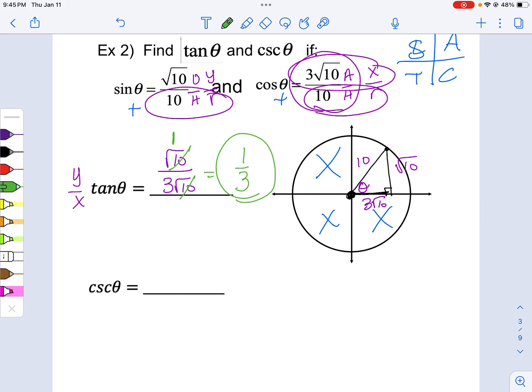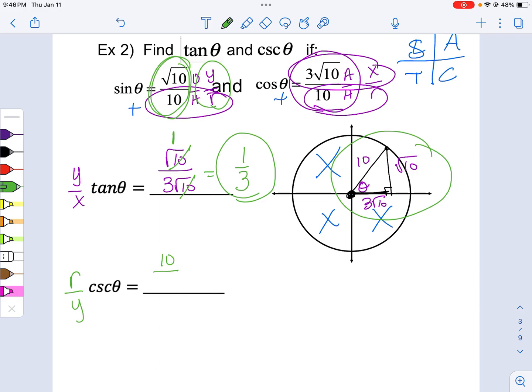All right, last one is cosecant. Cosecant is the reciprocal of sine. Well, we know sine is y over r, so this has to be r over y. We knew that sine was root 10 over 10, so I know my y value is root 10, and I know my r value is 10. So I can look back at what I was given, or I can look back at my diagram. My radius is 10. My y value is root 10.